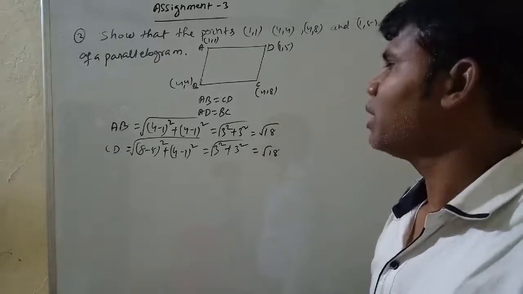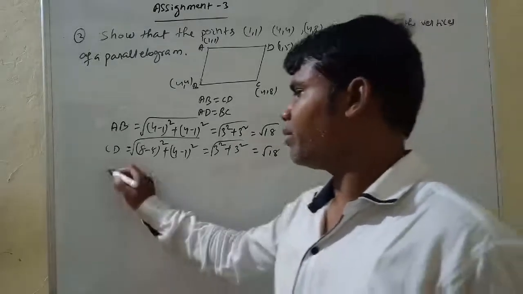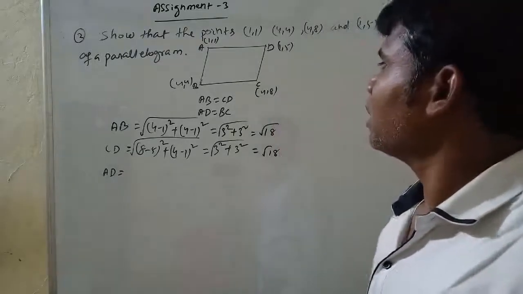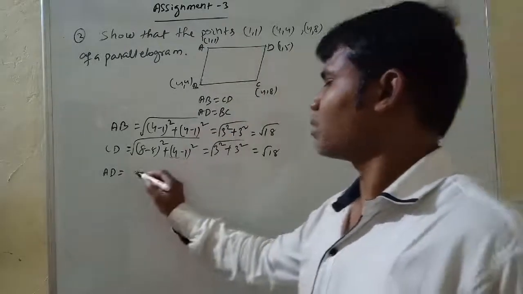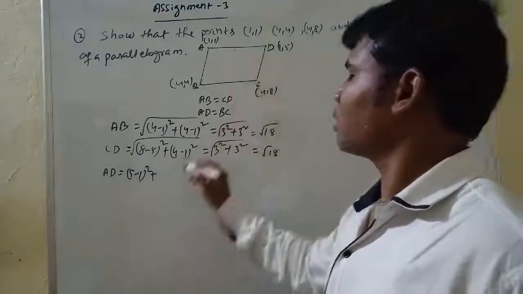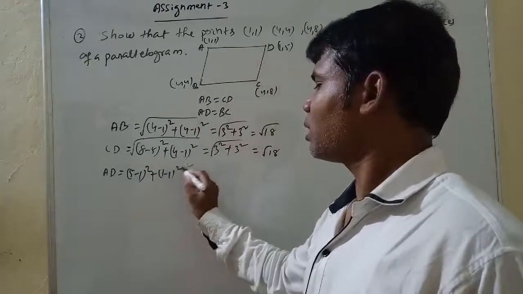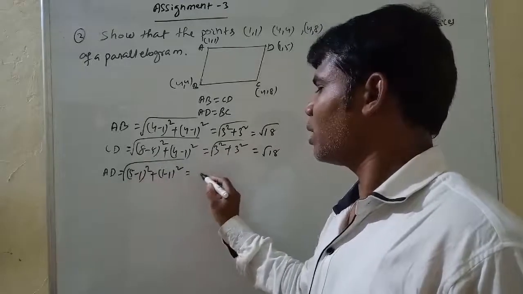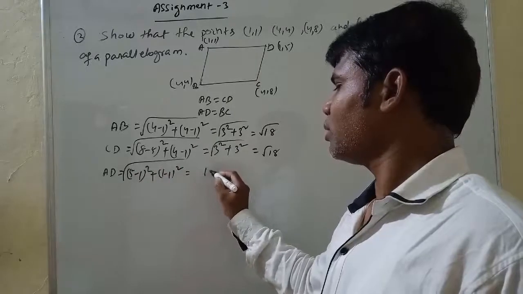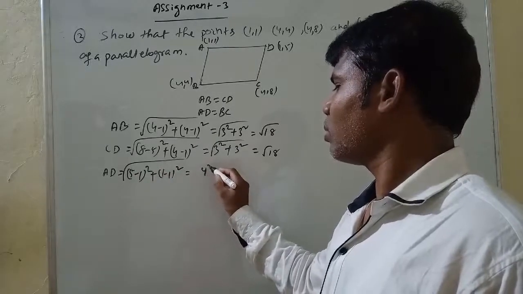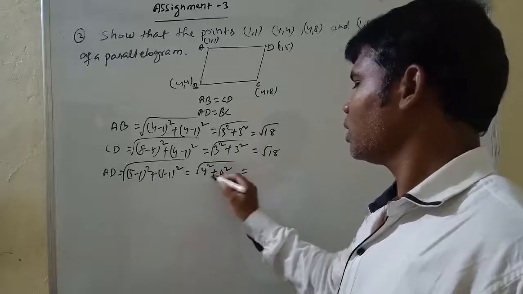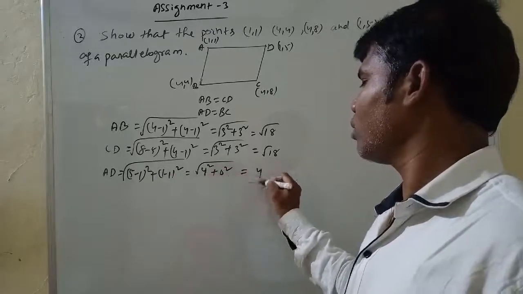Okay, similarly you find AD. AD is equal to how much? Square root of 5 minus 1 whole square plus 1 minus 1 whole square. 5 minus 1 is equal to 4, 4 square is 16, plus 0 square. Root 16 is equal to 4.